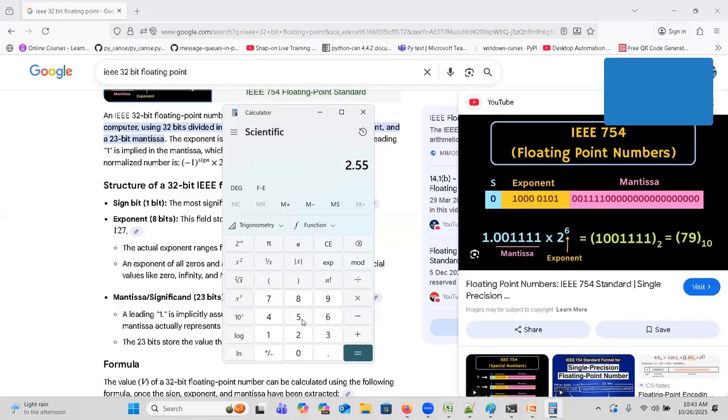If I want to represent this using the IEEE 32-bit format, I have to follow a standard in which this 2.55 will be converted into 32 bits. That is very costly. What I can do now is multiply this number by 100. If I multiply this by 100, what is the output? 255. Yes, agree? When we multiply that number by 100, we get 255. Do you agree or not?